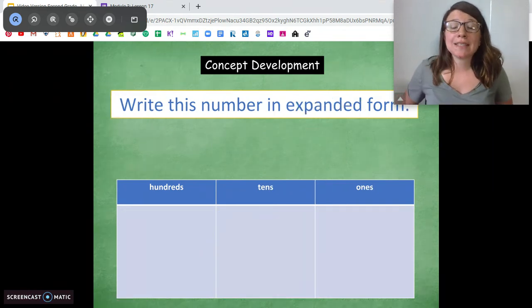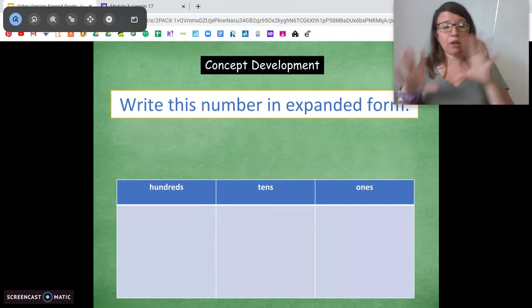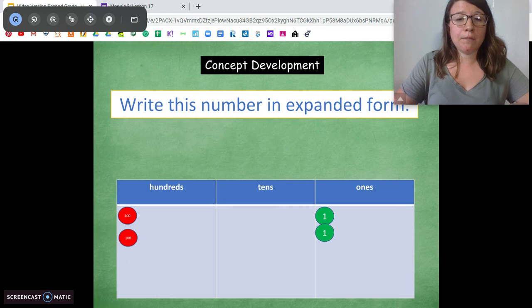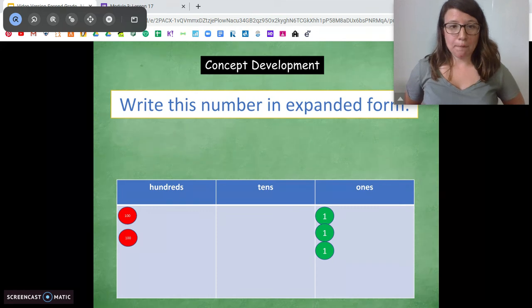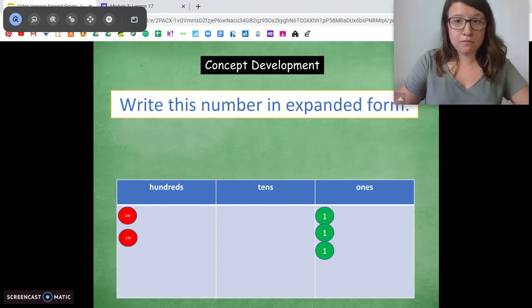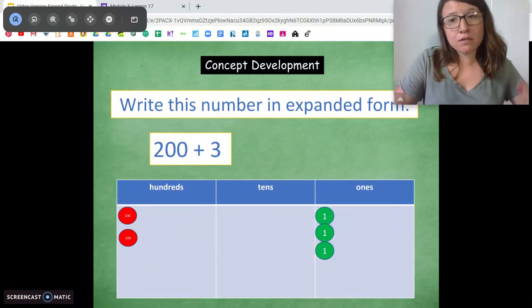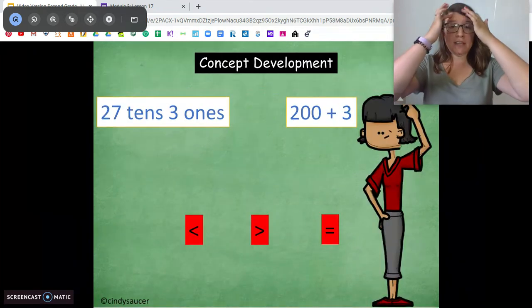Now I want you to write me this number in expanded form. Remember, in expanded form, we're adding each place value, the hundreds plus the tens plus the ones, using the plus symbol, writing a number sentence. All right, so I'm going to show you a number. I want you to write that number in expanded form. Got it? Remember, pause. Come back when you're ready. So we have 2 hundreds, 3 ones. So we're going to write 200 plus 3 or 3 plus 200. Either way is fine.